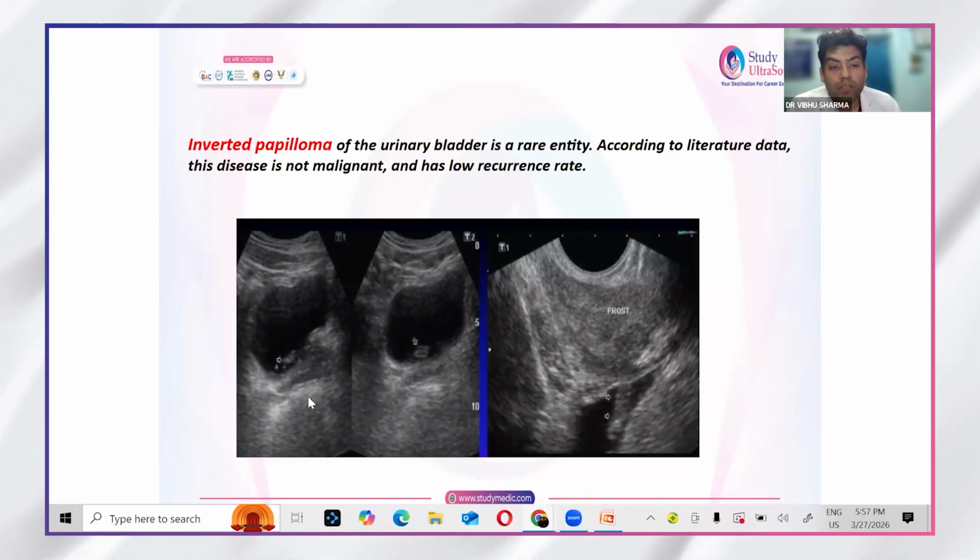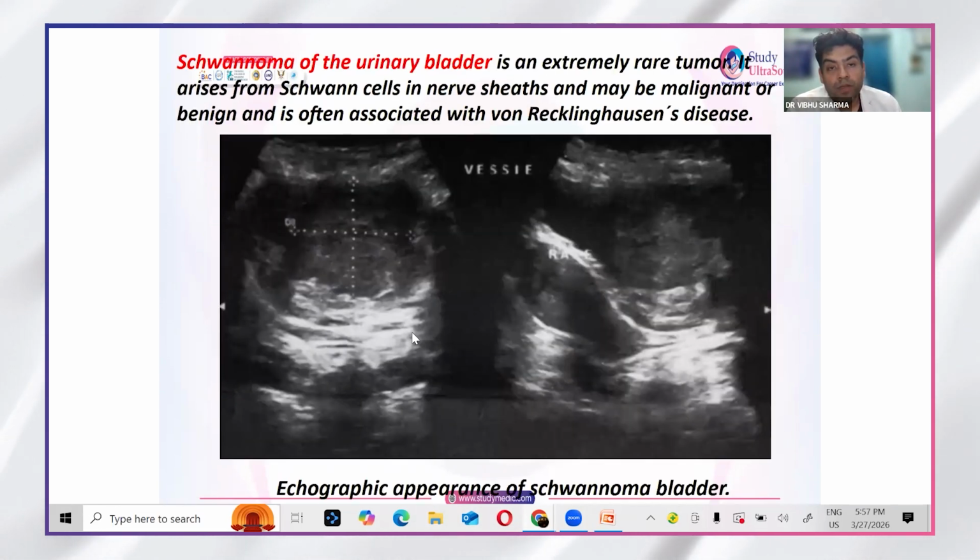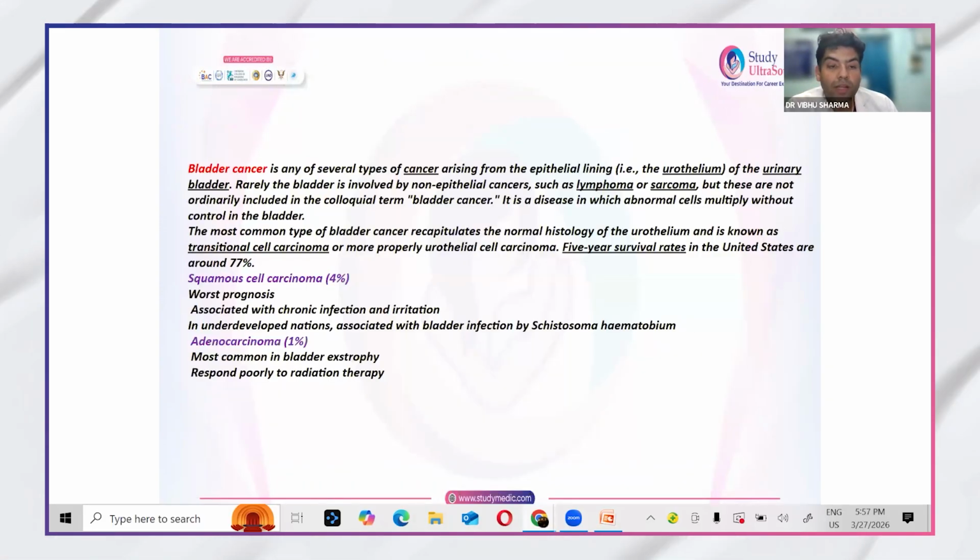So this is the case of inverted papilloma, and you can see the mass within the bladder lumen. This is a big schwannoma within the urinary bladder. It is again a rare tumor, and most commonly it is associated with nerve sheaths, but it can be present in the bladder.